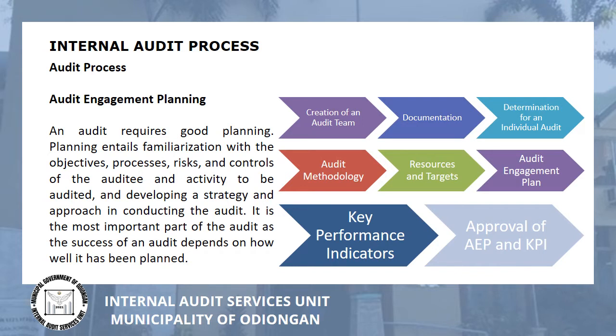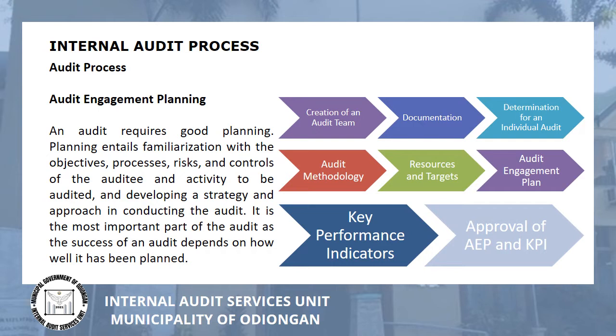Audit engagement planning. An audit requires good planning. Planning entails familiarization with the objectives, processes, risks, and controls of the auditee and the activity to be audited, and developing a strategy and approach in conducting the audit. It is the most important part of the audit, as the success of an audit depends on how well it has been planned. There are 8 phases in audit engagement planning.